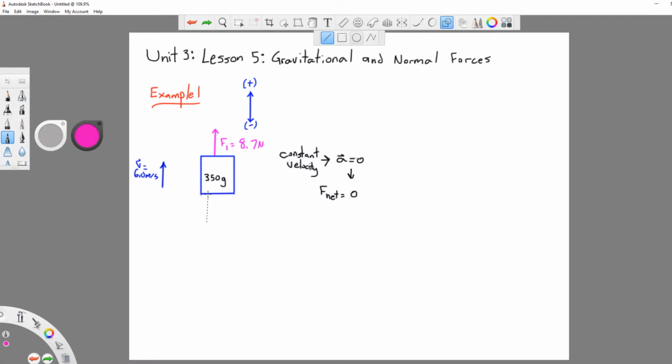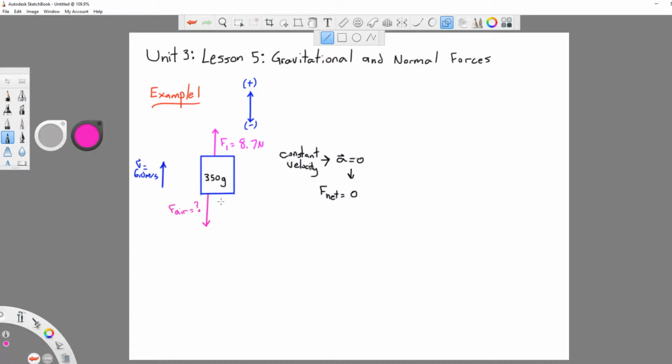The question is asking us to solve for air resistance. So let's put F air pointing down because it's opposing the motion of the object. Right? But this one we don't know. This is our final answer.